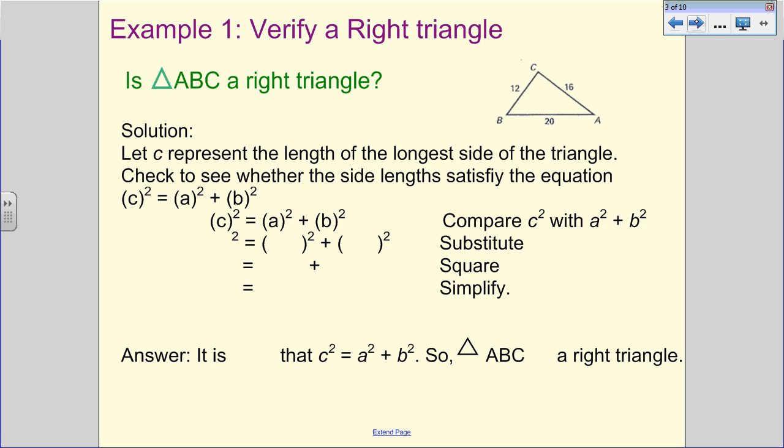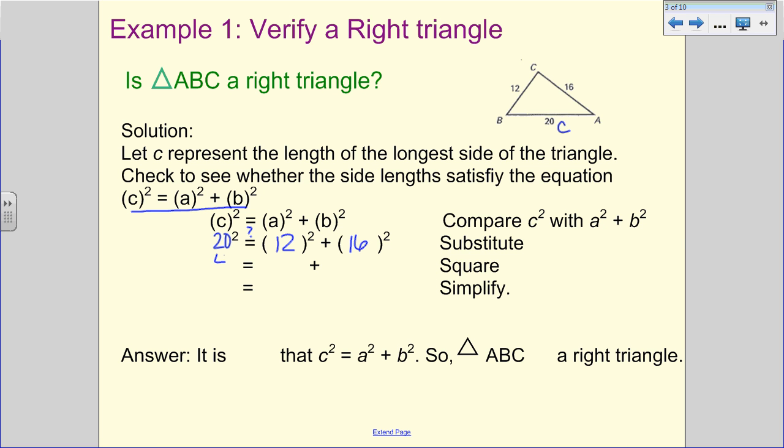So we want to know, is triangle ABC a right triangle? We have side lengths of 12, 16, and 20. C is going to represent the length of the longest side, so 20 is my longest side, so that's going to be my c. I'm going to check and see, do my side lengths make this equation true? I'm going to start with c squared is equal to a squared plus b squared. I'm going to fill in c as 20, and I want to know, does that equal 12 squared plus 16 squared?